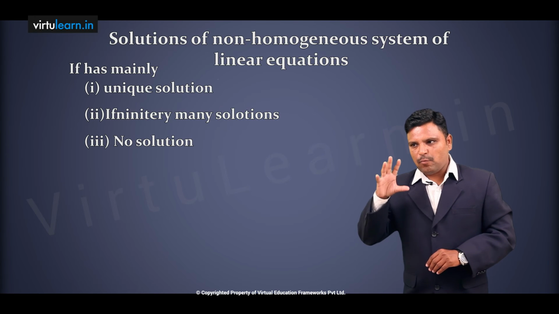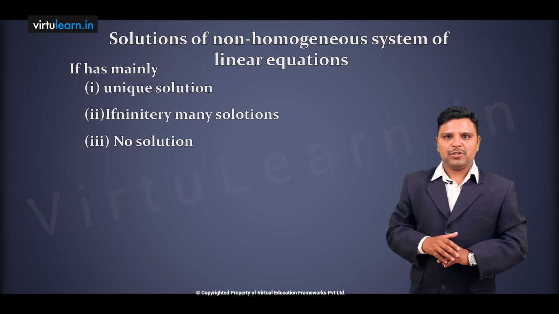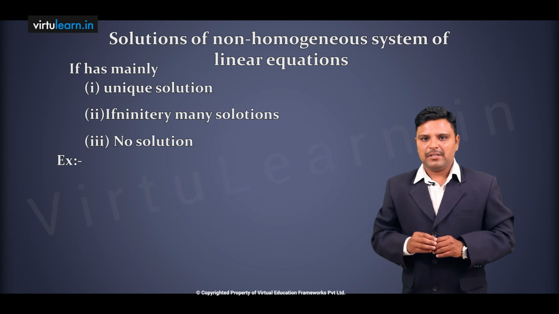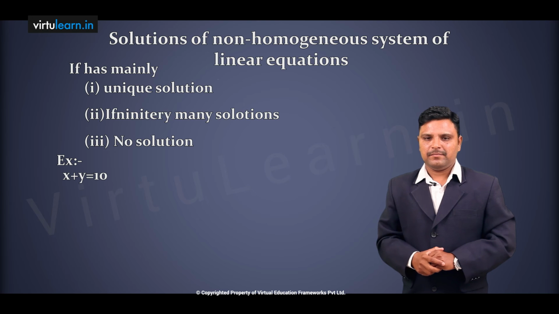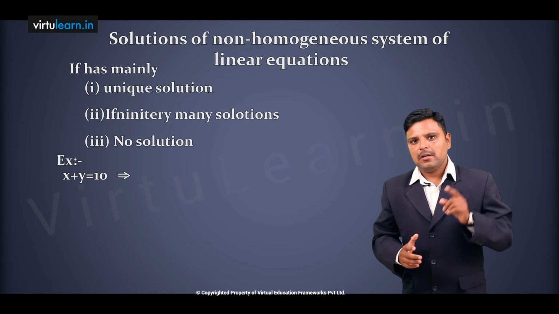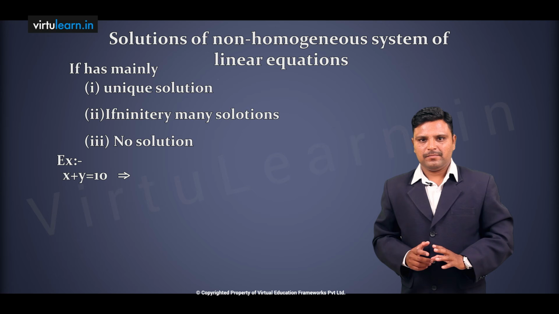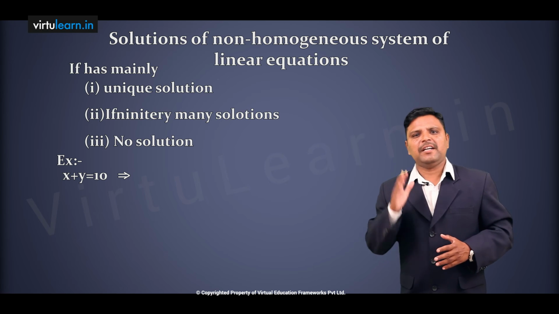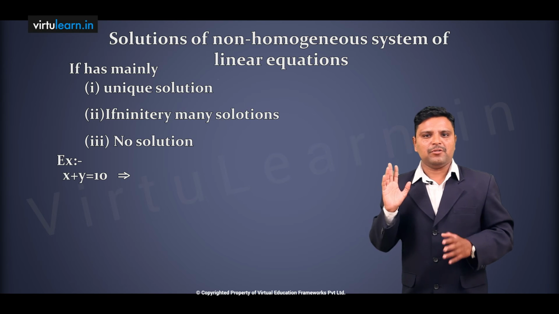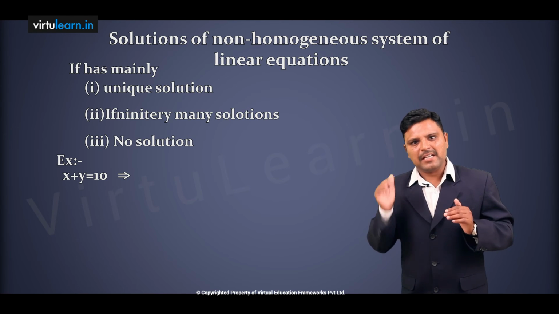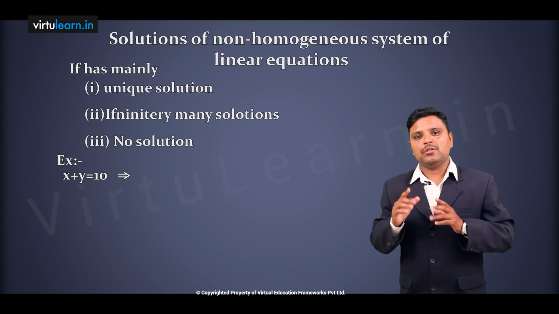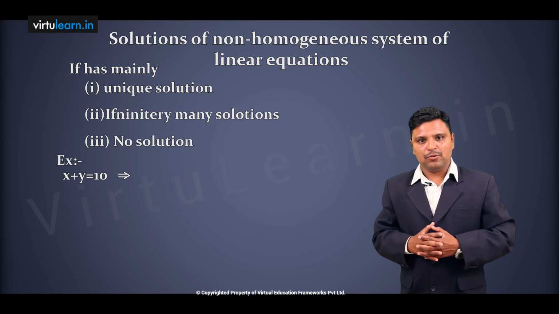Now, first of all, what is the meaning of unique solution, infinitely many solutions and no solution? I will explain with an example. Suppose you take one equation, x plus y equal to 10. Sometimes one equation is also called a system. If we have a linear equation, it definitely has a solution, no solution, or infinitely many solutions. If you have one linear equation, definitely it has a solution.